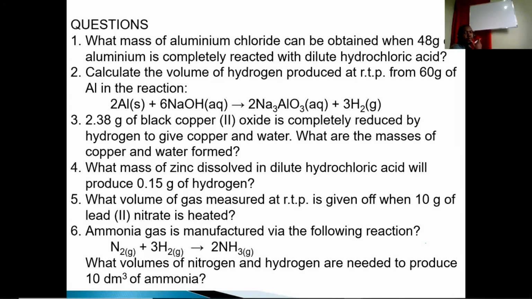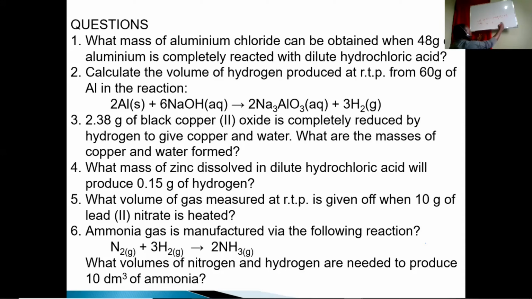It says what mass of aluminum chloride can be obtained if 48 grams of aluminum is completely reacted with dilute hydrochloric acid. So that means we have Al plus HCl to give us AlCl3 plus H2 gas. In order to balance this, we need the 2s and the 3, all right, so that's our balanced equation. We're given the mass of aluminum, which is 48 grams, and we need to know the mass of aluminum chloride. We notice that the mole ratio is a 2-to-2 mole ratio. So whatever the mole of aluminum is, the same mole of aluminum chloride was produced.